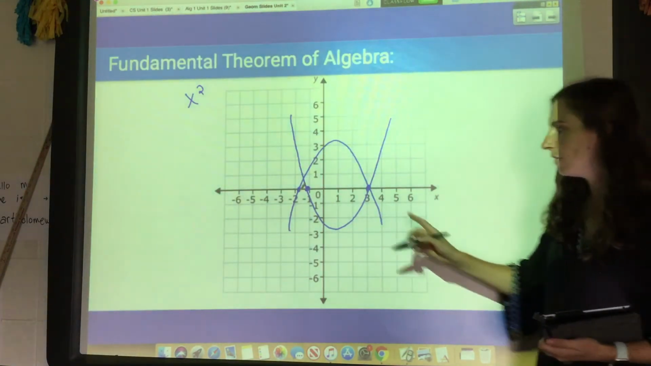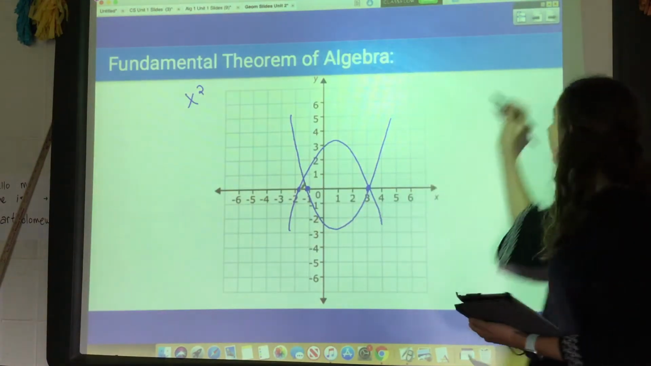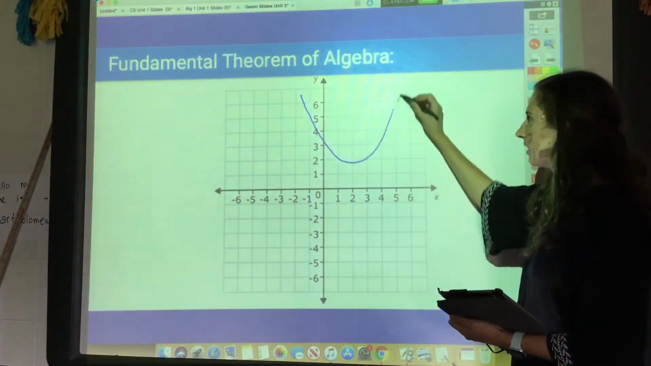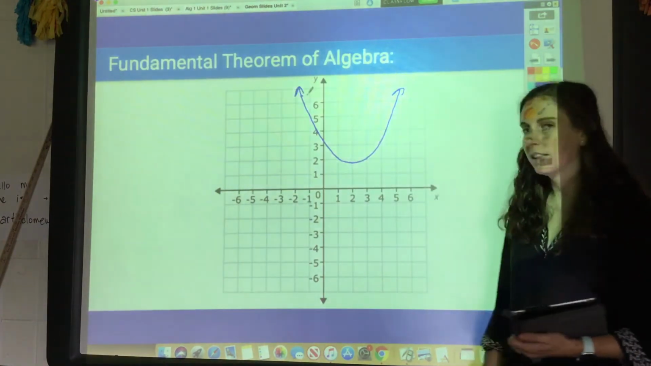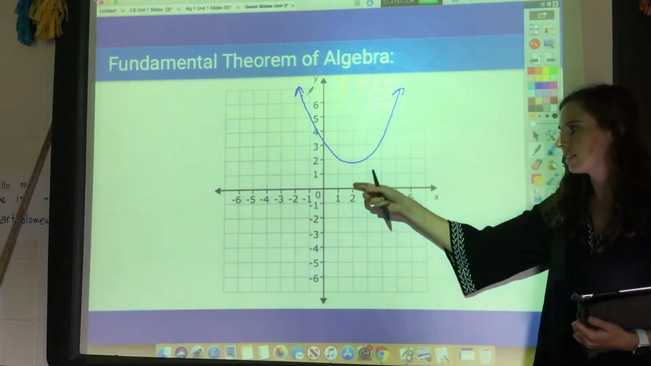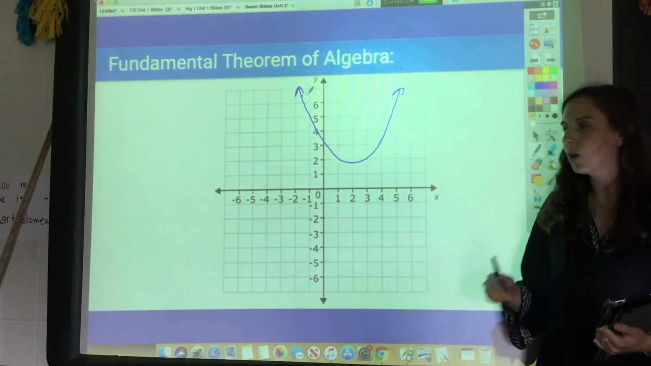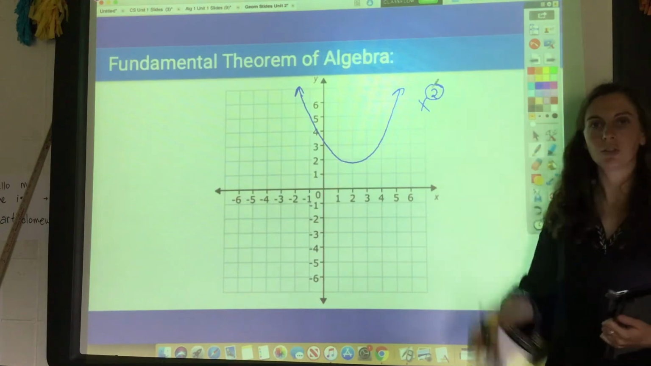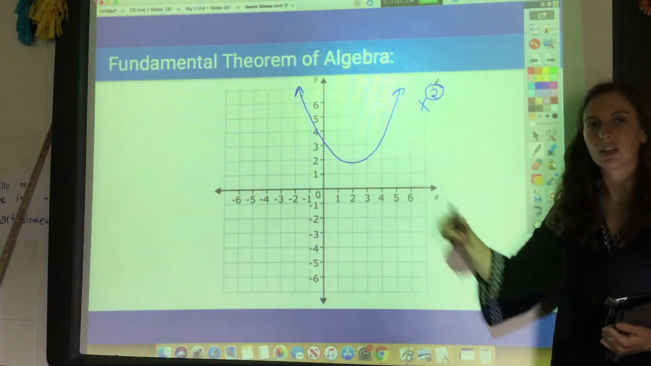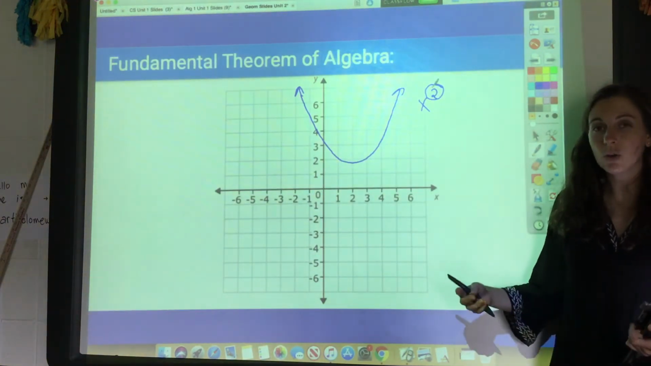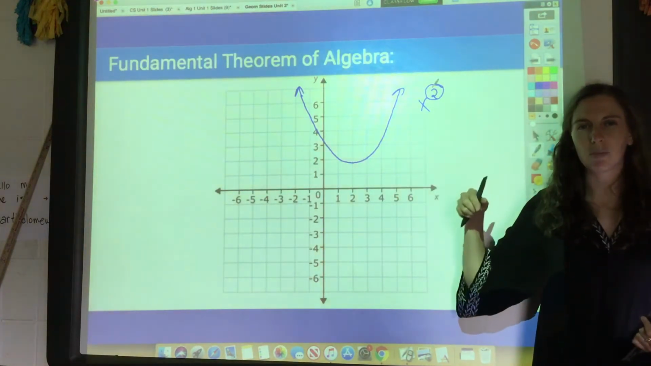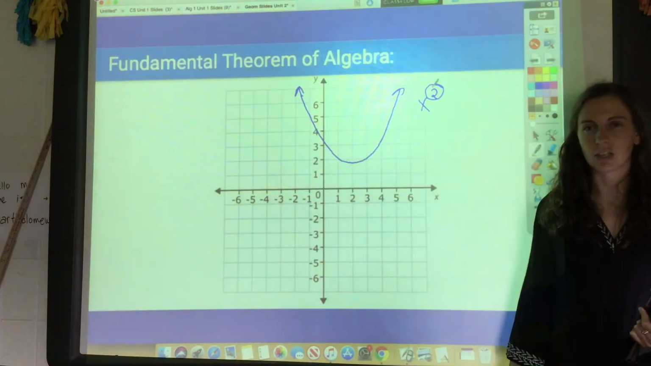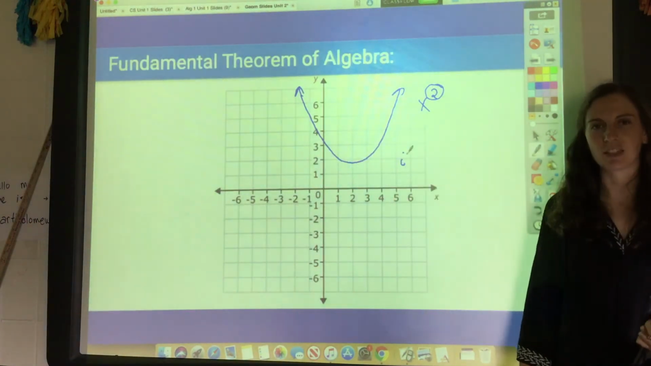For example, what if it doesn't hit the x-axis? What if we have a quadratic like this? That one has no real solutions because it doesn't hit the x-axis. But we know, since it's a quadratic, and that's x squared, that it's going to have 2 solutions. So where are they if there are no x-intercepts? We know then that these must be complex solutions. They must be 2 imaginary solutions that have to do with i, the imaginary unit.